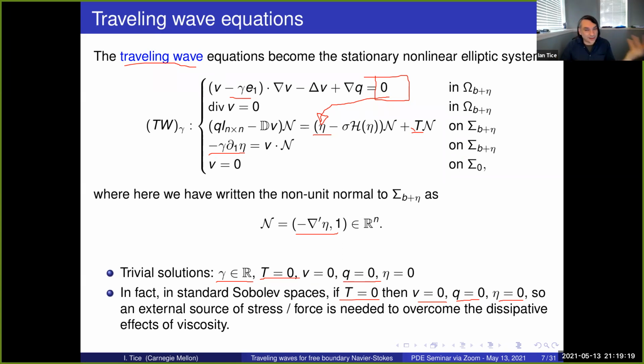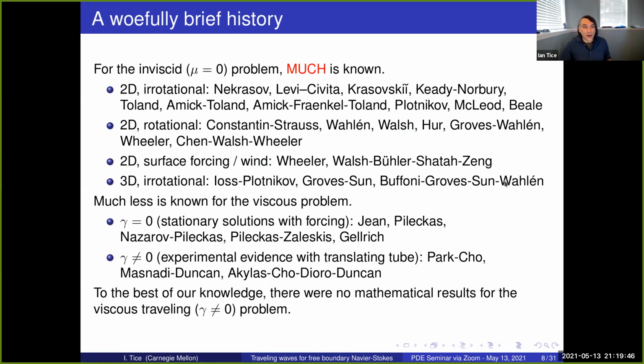Now, if you think about this physically, this is not surprising at all. Viscosity dissipates energy from the fluid. And so in order to have a traveling wave solution, you have to have something that is going to provide energy to the system to balance the dissipative effects of the viscosity. And it is in fact exactly this external stress that will provide the power to the fluid that is compensated by the dissipative loss. Okay, so on the other hand, let me give you a history of this problem.